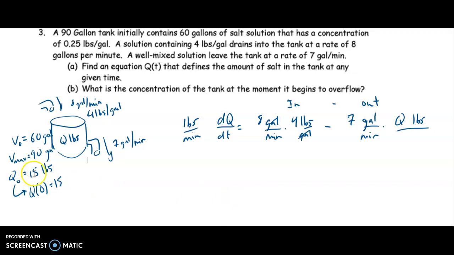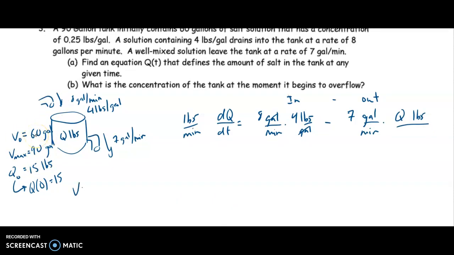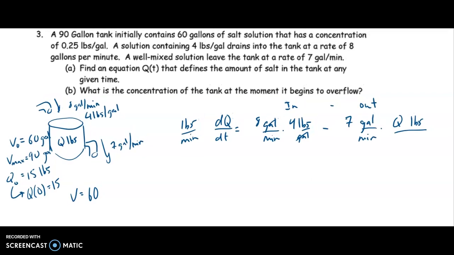So here's the trick, though. The initial volume is 60. So you could say V equals 60, but notice we've got 8 gallons coming in each minute and 7 gallons going out. That differential flow rate means that a gallon is being added to the tank every minute. So the volume is going to be 60 plus T. So for each minute, we have an extra gallon in here.